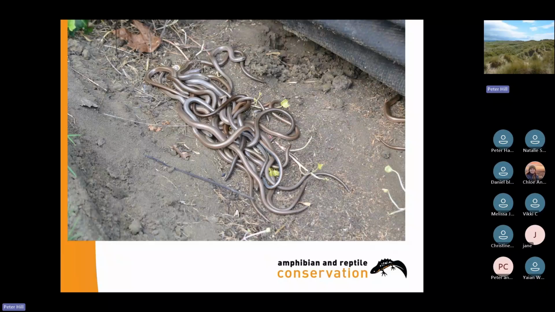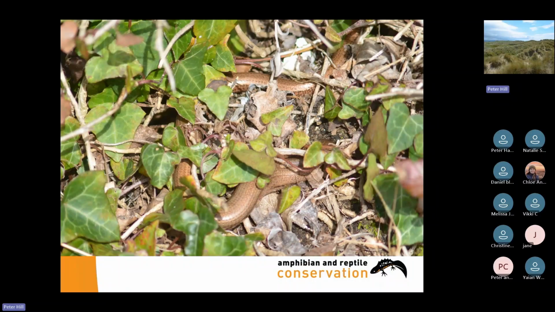Slow worms, a whole load of them here. They prefer generally to thermoregulate beneath warm objects or in organic material that's producing heat rather than out and out basking, but they do bask. Here's another slow worm doing just that.